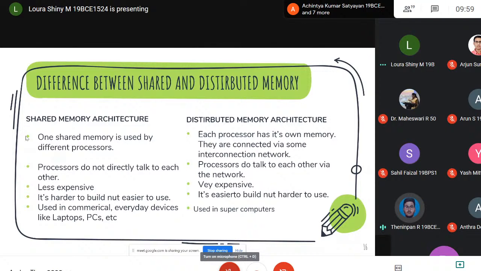If you are an ordinary citizen looking for a normal device, we will always go for a laptop, which uses a shared memory architecture like SMPs. But when it comes to supercomputers used in space stations and governments, they need to go for distributed memory architecture because they will have hundreds and thousands of processors which need to communicate with each other instead of using a shared memory.